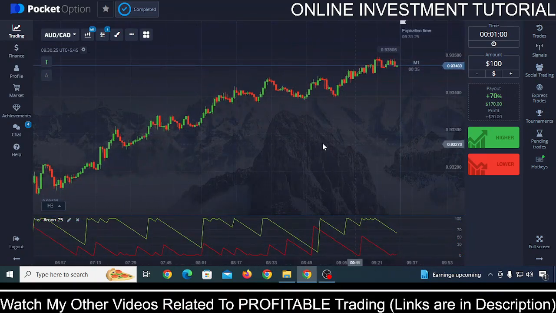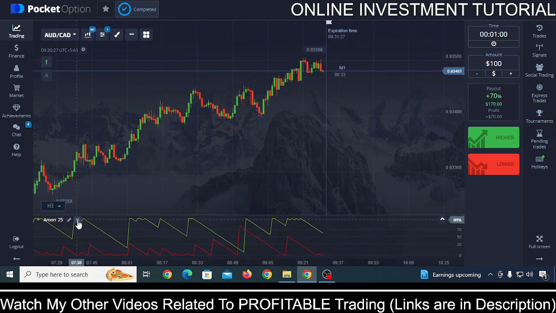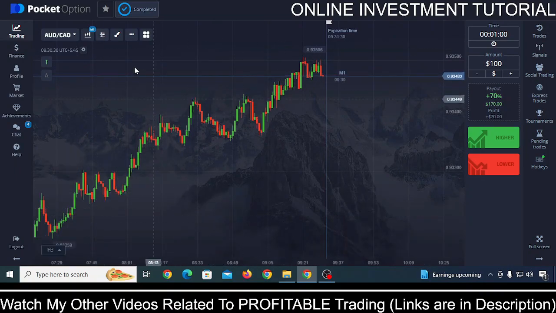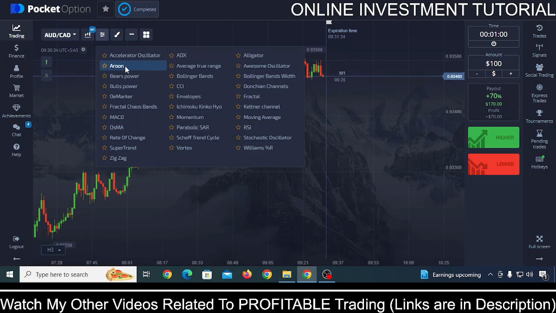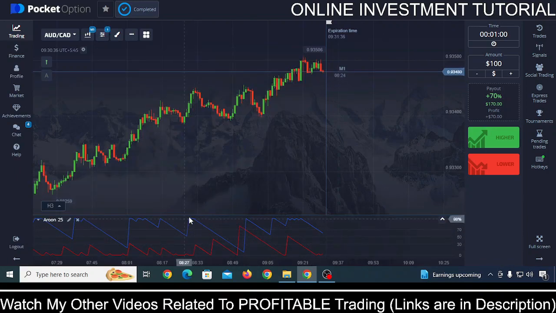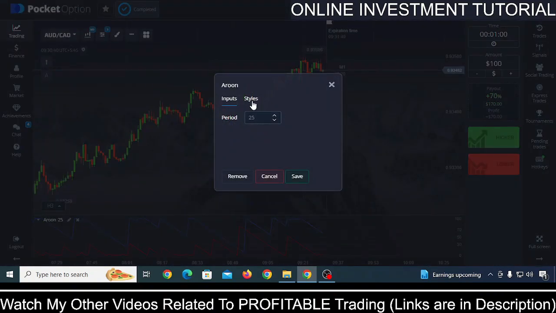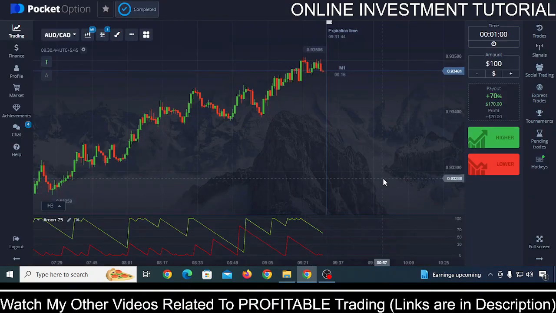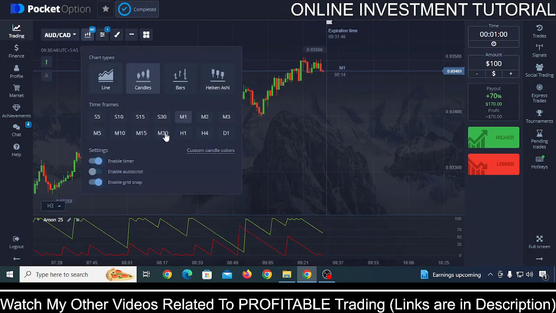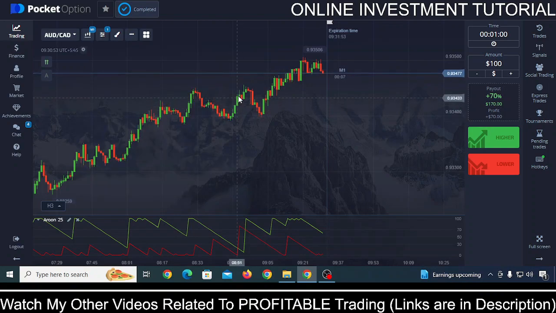So now, firstly, let me remove this Aroon indicator. In order to place your Aroon indicator here, you just need to click here and then select this Aroon. Okay, now you can see there will be a blue and red line, but let's change this blue line to a green line so that we don't get any confusion while making trades. So let's save it. Okay, and your candlestick should be Japanese candlestick and your candle time frame must be M1, that means 1 minute. Each of these candles is forming in a 1 minute time frame.